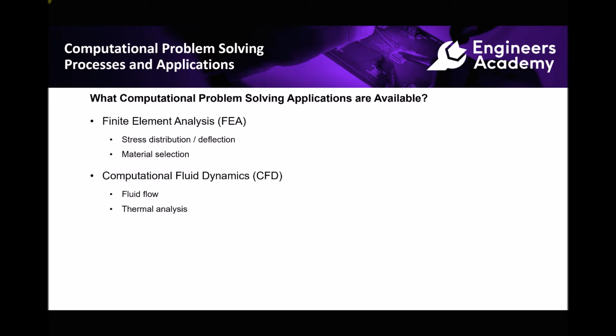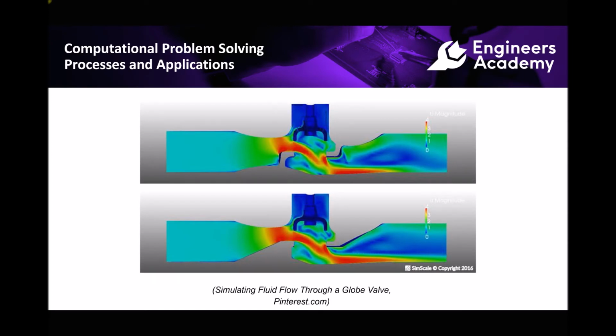Now, the other computer-aided engineering technique that we discussed was Computational Fluid Dynamics, and this can be used to not only look at fluid flows, but we can also carry out thermal analysis with CFD. Here we have a nice example of a fluid flowing through a globe valve, and we see on the left-hand side, as the fluid enters the valve, we have nice laminar flow. As the flow approaches the valve, we see that the fluid velocity increases, and at the exit to the valve we see a certain amount of turbulence.